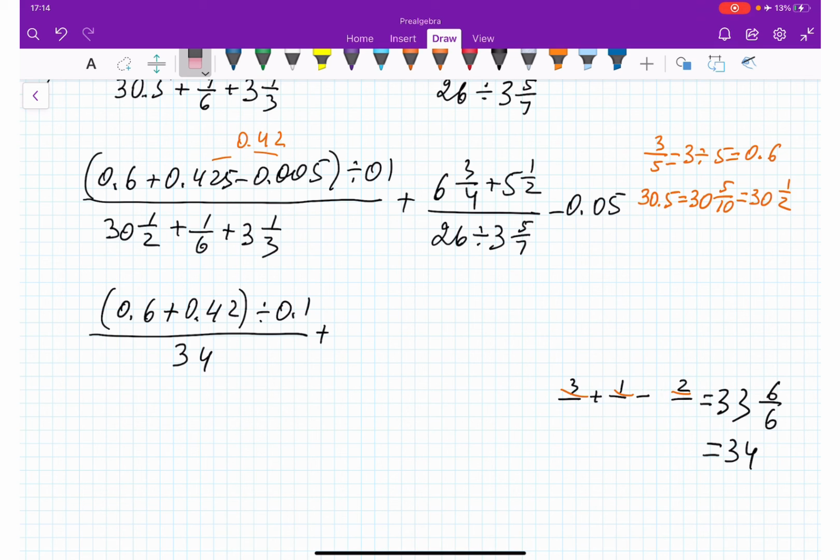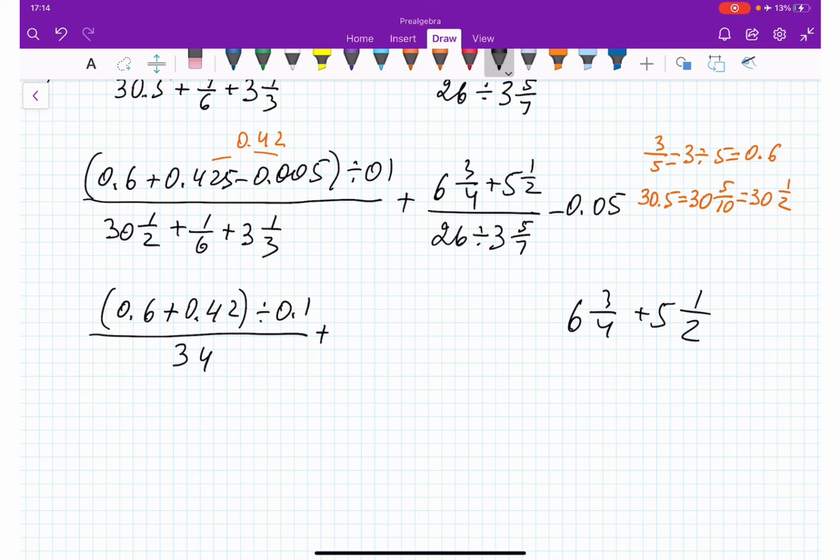I'm going to do the operation 6 and 3/4 plus 6 and 3/4 times 5 and 1/2. Okay, 6 and 3/4 plus 5 and 1/2. So the denominators are 4 and 2, the common denominator is 4, which means here multiply by 2, multiply by 2. And we are getting 6 3/4 plus 5 and 2/4. And we are getting 6 plus 5 is 11, 3 plus 2 is 5/4.